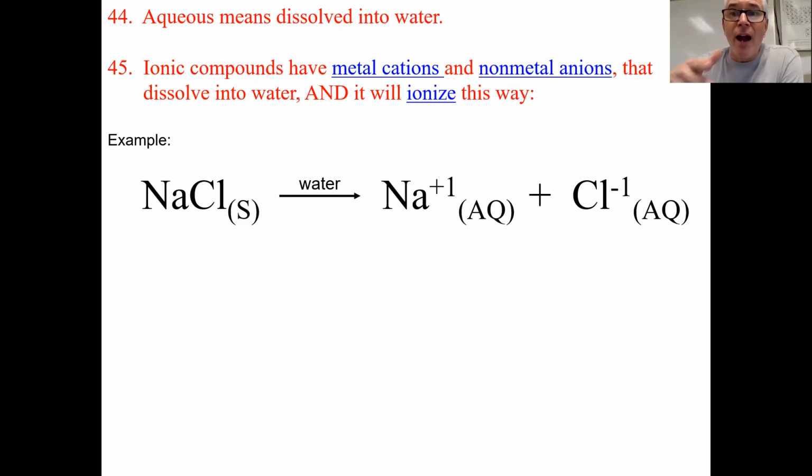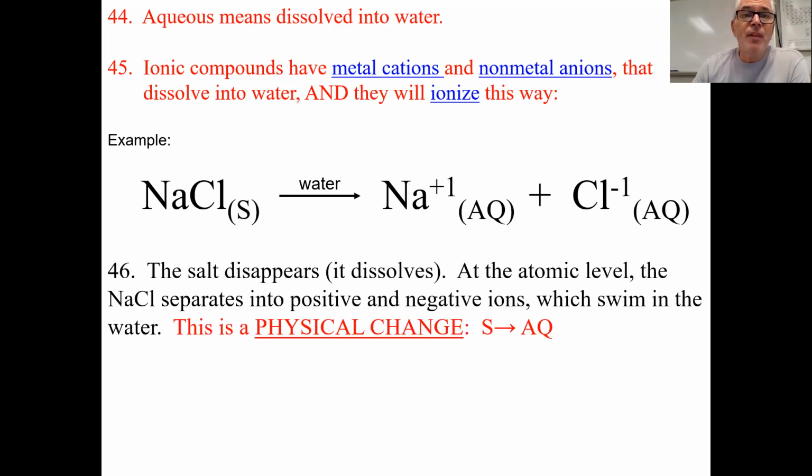This is called either dissociating or ionization. And so I wrote the word in blue here, ionization. They will ionize. The ionic compound can ionize into a cation and an anion. That's what happens. So this becomes a physical change. Even though it's becoming ions, it's a solid becoming aqueous, right?